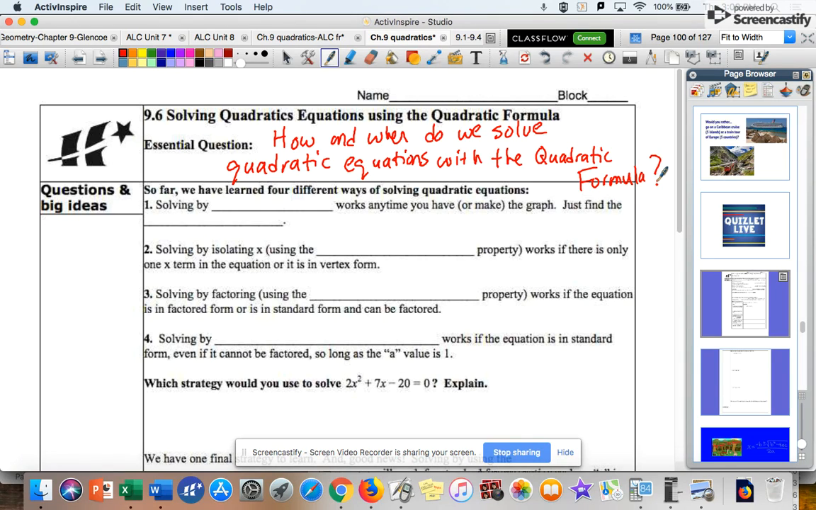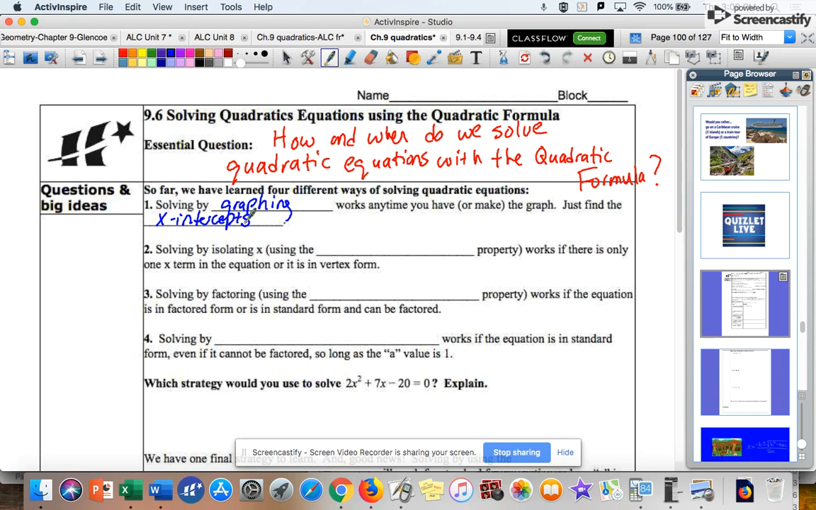So we have talked about our different methods. At the beginning of our solving discussion, we talked about solving by graphing. And as long as you have an equation that you can graph or software that you can graph with, you can always use this method. And we talked about how the roots or the x-intercepts are essentially what we're trying to solve for.